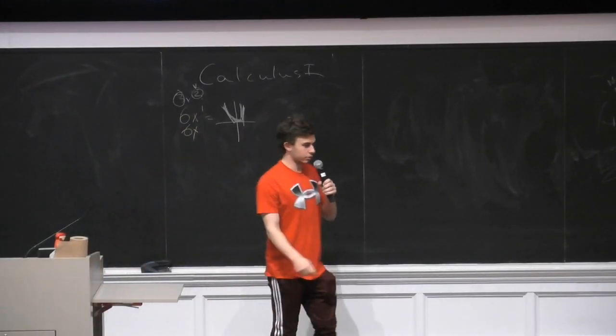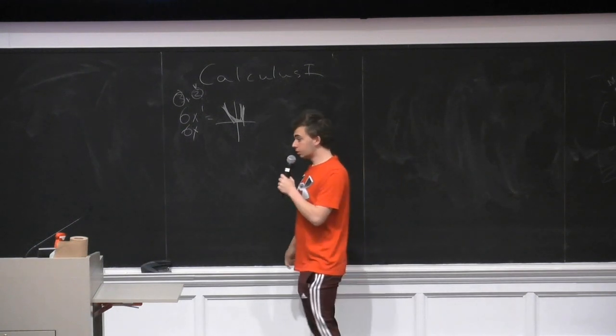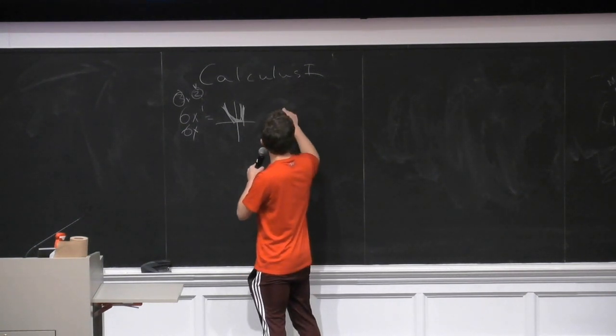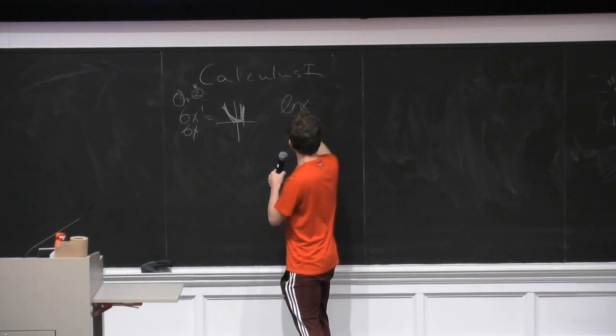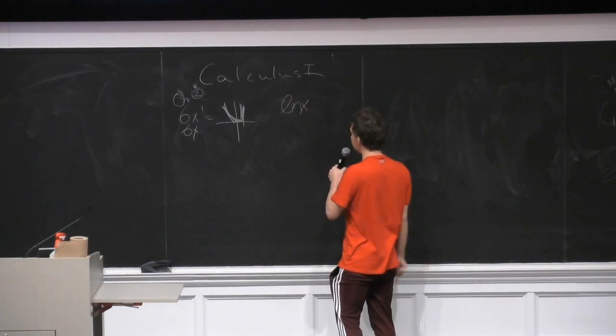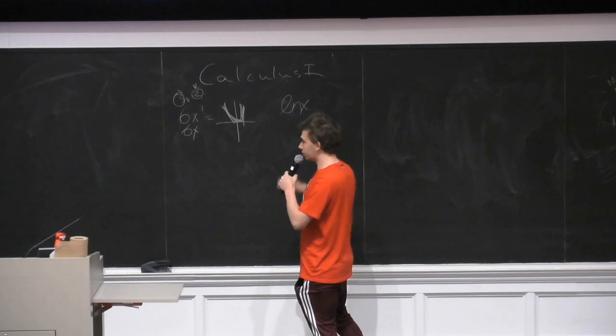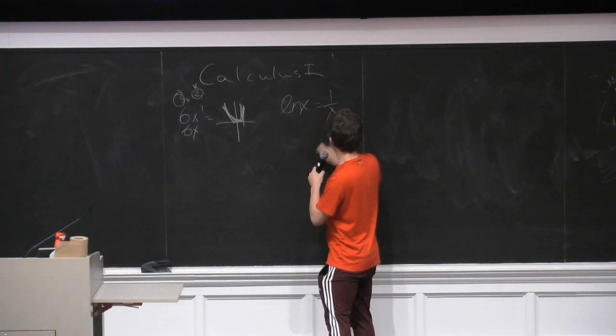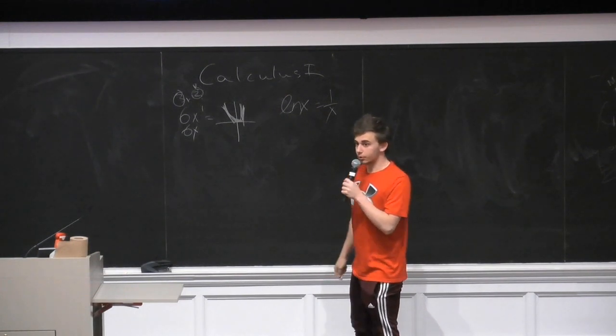Then there's a few memorization derivative rules. So going into the memorized ones, we have ln x, which is based on e, which is an exponential function, and the derivative is 1 over x. That's an example of one that you would memorize.